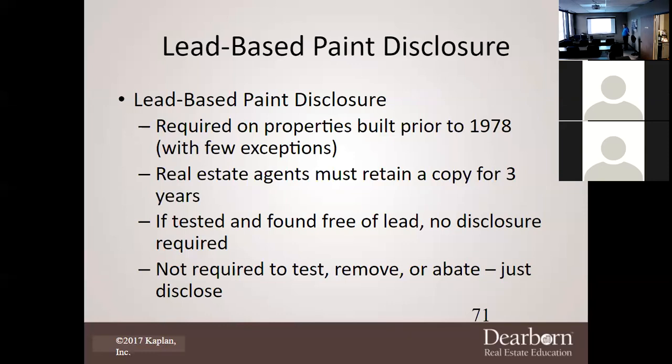If tested and found free of lead, then guess what? Don't need the disclosure. If it is not required to test, remove, or abate, it just means you need to disclose it. Okay? So in that particular situation, you need to make certain that as you're going through this, it is not required to test, remove, or abate, but just simply to disclose.